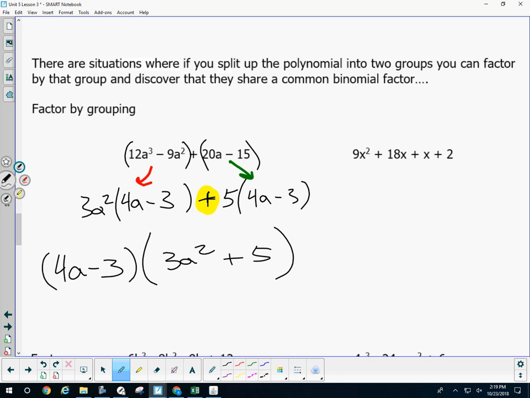Doesn't that work out nicely? Yes. Yes, it can be in any other order. You could have the 3a squared plus 5 and then the 4a minus 3. Multiplication, a times b, same as b times a. Okay, try this one. We got 4 things in a row. Why don't we try to factor 2 groups of 2?